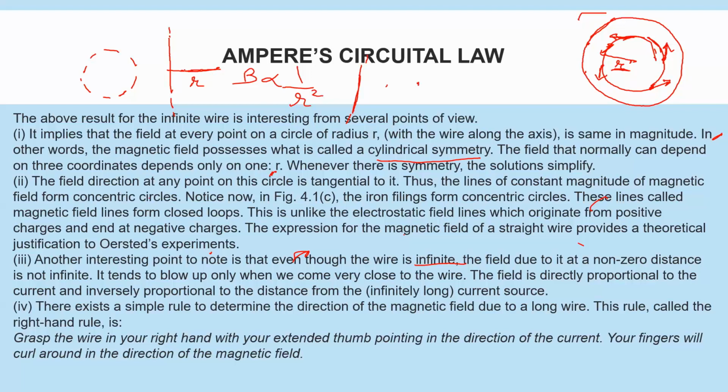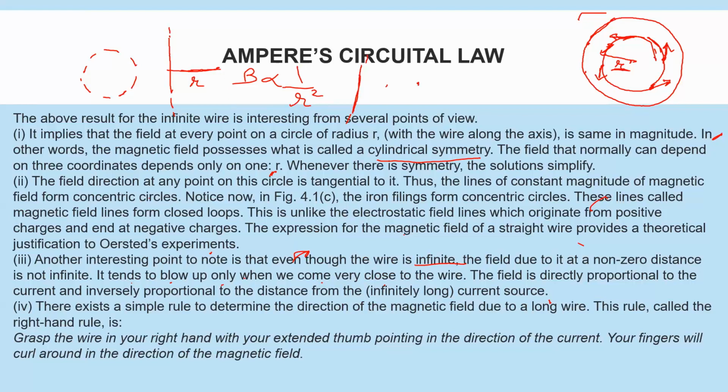So if we keep reducing R, the magnetic field is going to keep increasing. That is why we say that it tends to blow up only when we come very close to the wire. The field is directly proportional to the current and inversely proportional to the distance from the infinitely long current source. So this is the physical understanding of this statement.